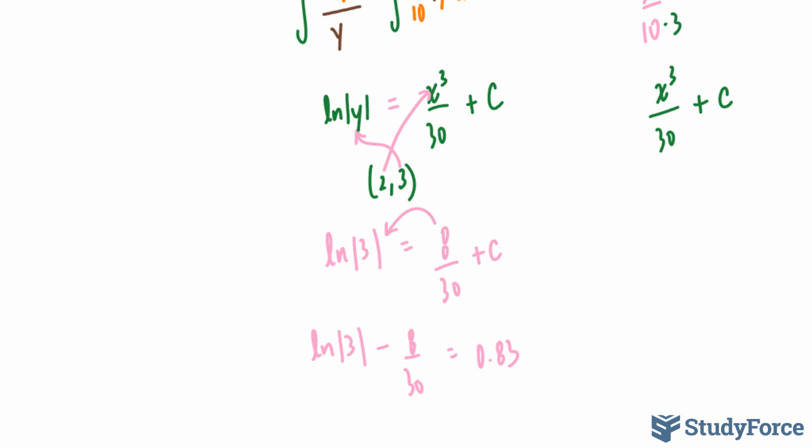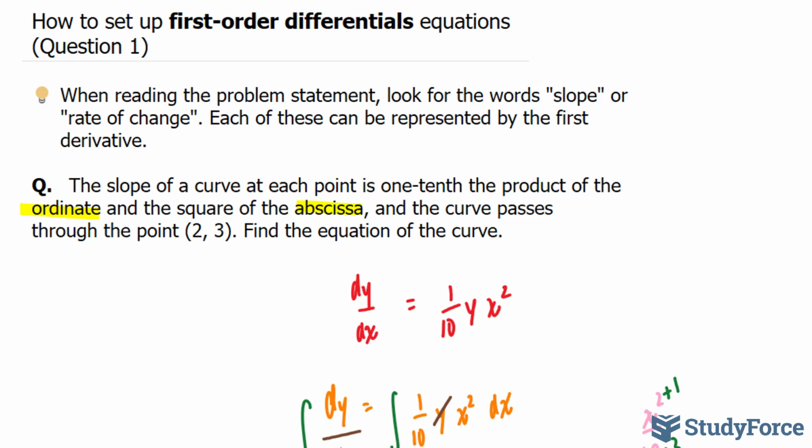Therefore, my equation is ln absolute of y is equal to x to the power of 3 over 30 plus 0.83. And there you have it. That is how to set up first-order differential equations. Make sure to watch question 2 for a more challenging example.